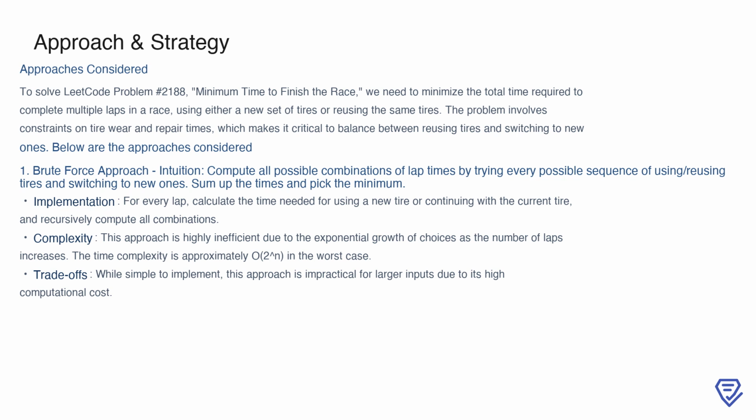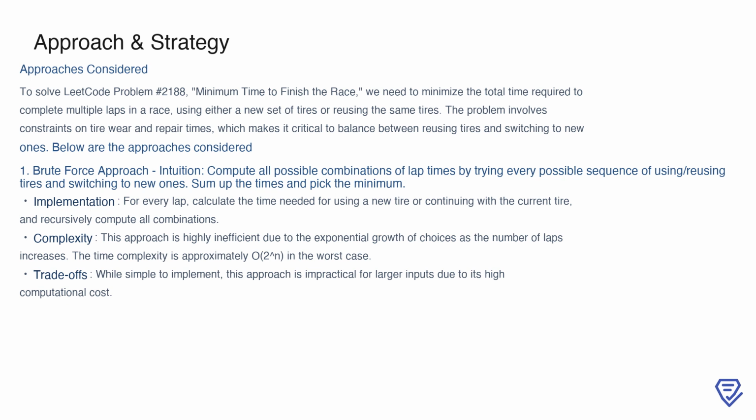To solve problem number 2188, minimum time to finish the race, we need to minimize the total time required to complete a series of laps. The complexity arises from the trade-off between reusing the same tires, which wear out over time, and switching to new tires, which incurs a fixed cost.